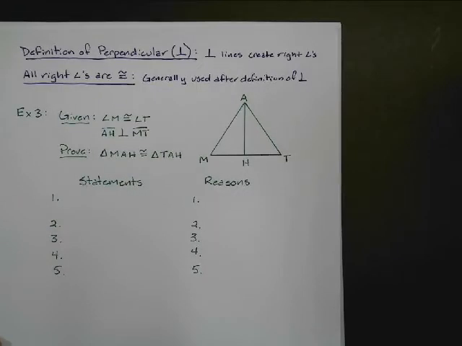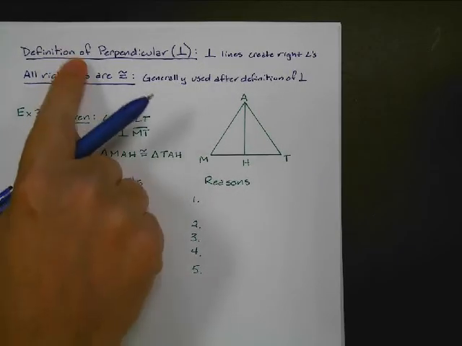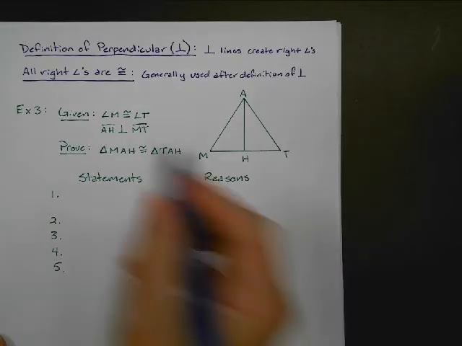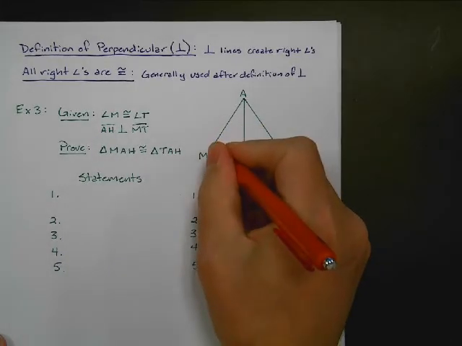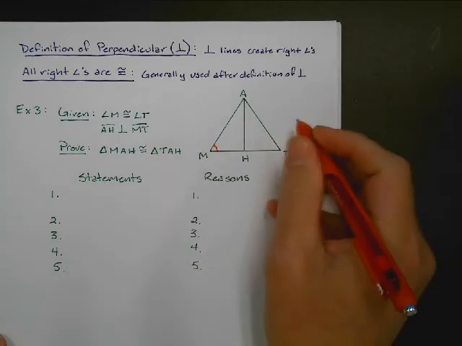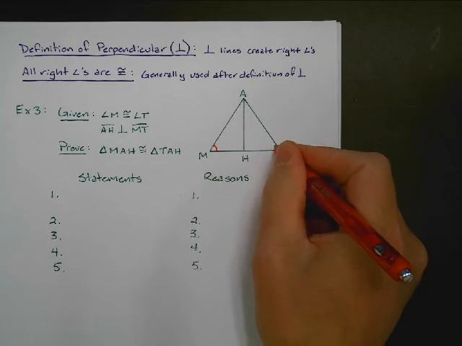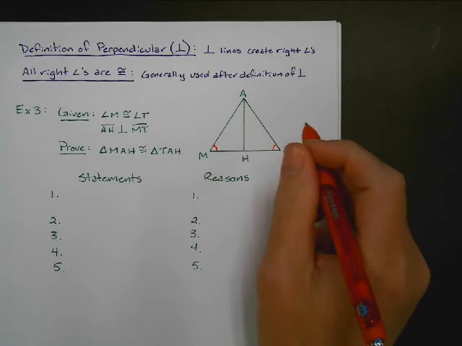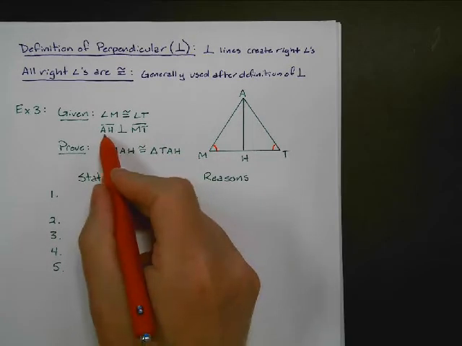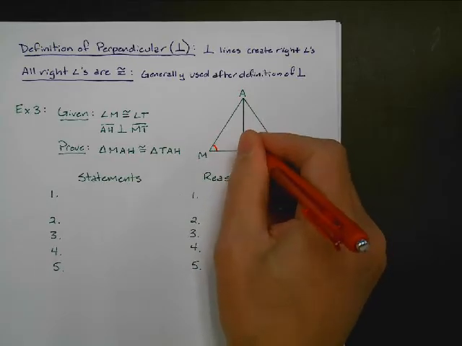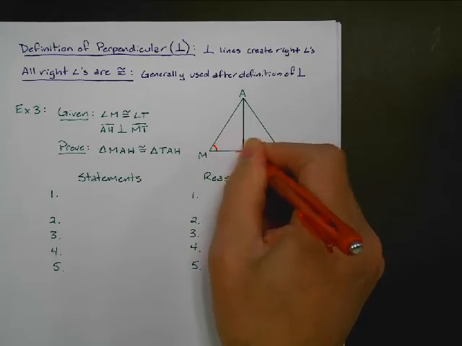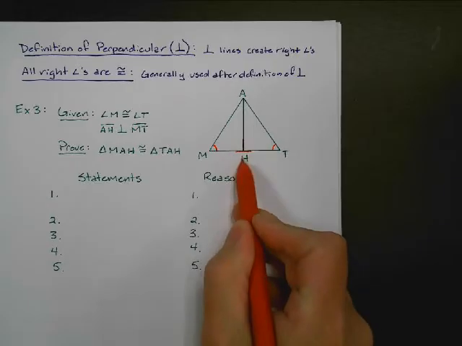All right, so here's our next one. We're going to end up using this reason up here for our proof. So in our given, we've got angle M is congruent to angle T. All right, so there's one thing proven congruent. And then here it says that AH is perpendicular to MT. So this is AH right here, and it's perpendicular to MT. See, I got the little perpendicular sign there. See how I do that? Okay, cool. So this is going to be perpendicular right there.